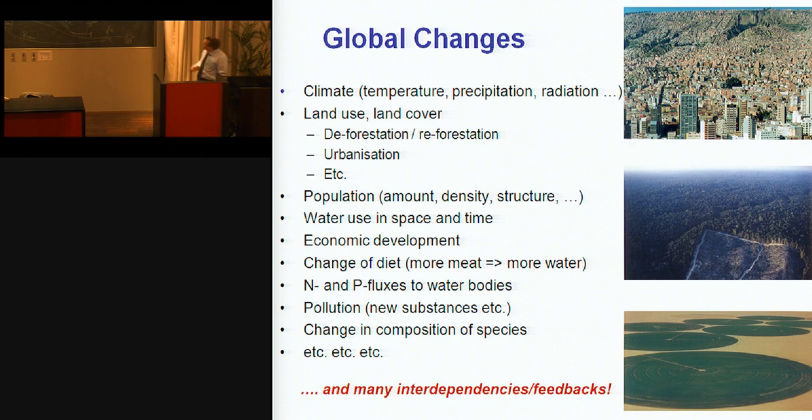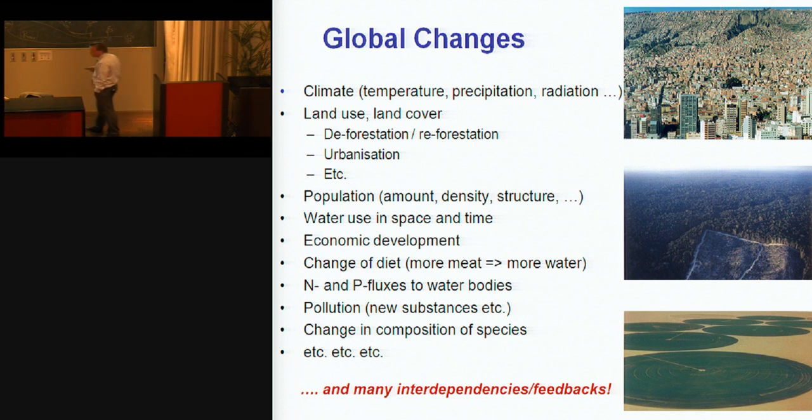I tried to summarize that. Climate change, that's the change in temperature, that's for sure. But maybe more interesting is the change in rainfall, change in radiation. What does that mean for evaporation? That's more interesting. Land use change, we have a lot of deforestation, reforestation. You see here this pattern. Urbanization, this is a picture from Bolivia, La Paz, and there's a lot of urbanization going on there. You can see this. Deforestation, you see here, irrigation, water resources development, etc.